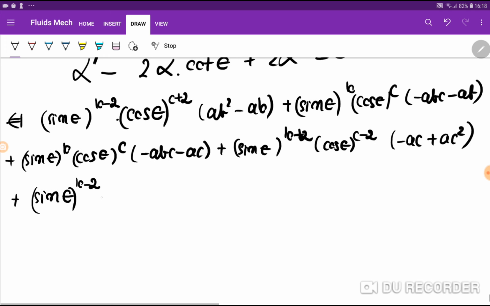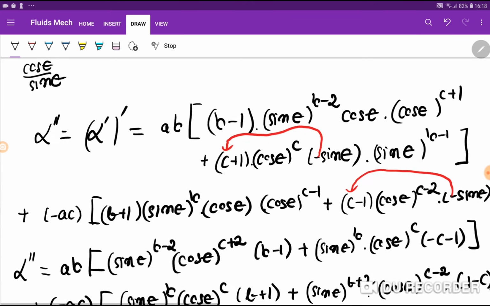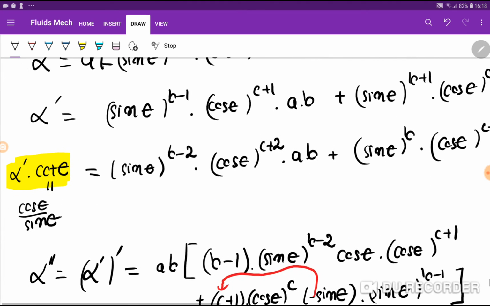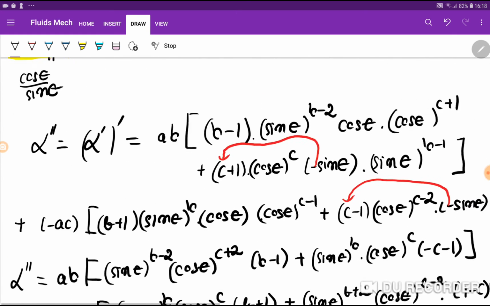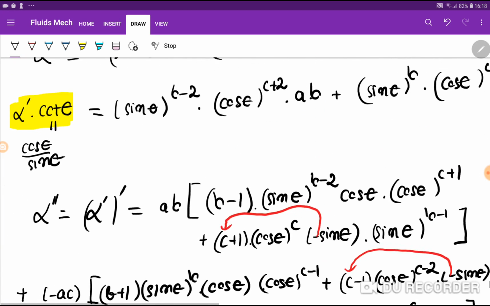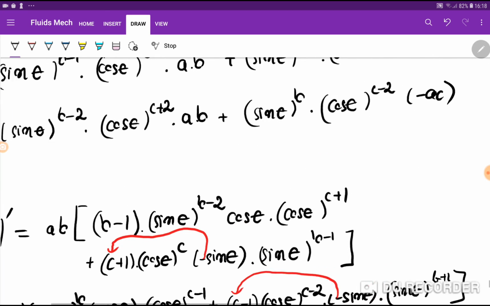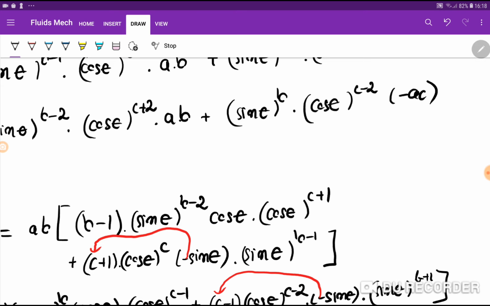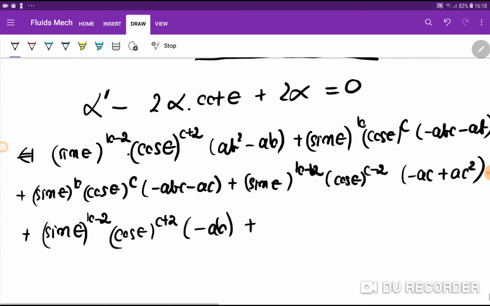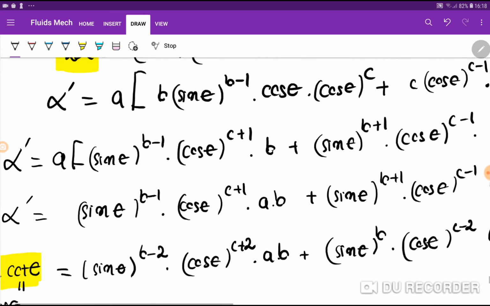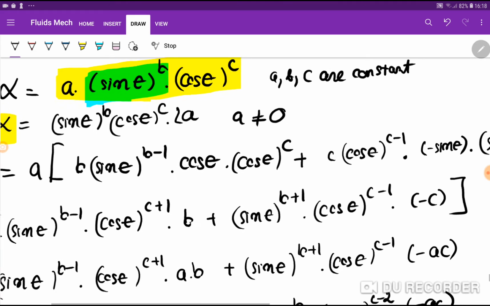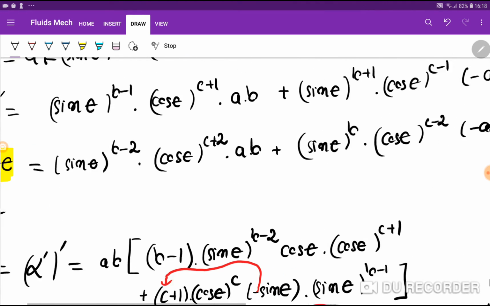Cos theta to the power of c plus 2 times negative ab. And then negative and negative is positive, so this is ac. Remember, guys, this is a negative sign right here. I forgot the coefficient already. Where are we?